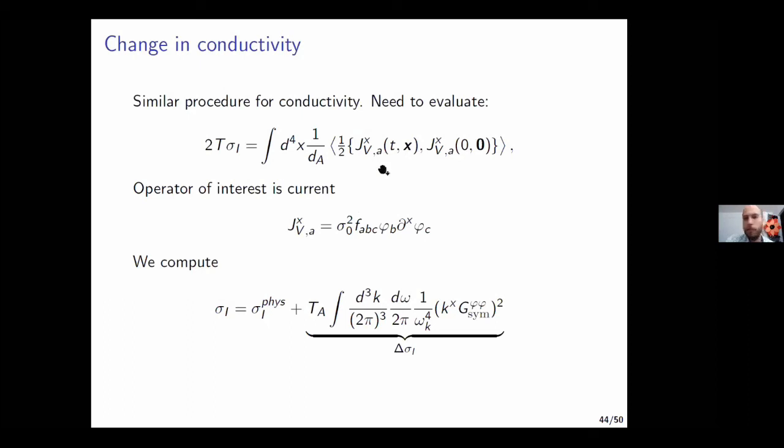And you can repeat this procedure as well for conductivity. You can take a look at, again, the Kubo formula is given like this. And the J here, the isovector current, is just written like this. So you only have the pion contributing here, so you just have a phi gradient phi term. And all you need to compute is something like this.